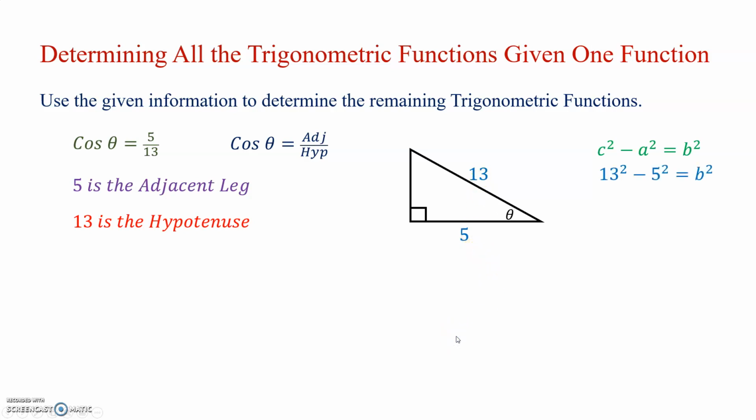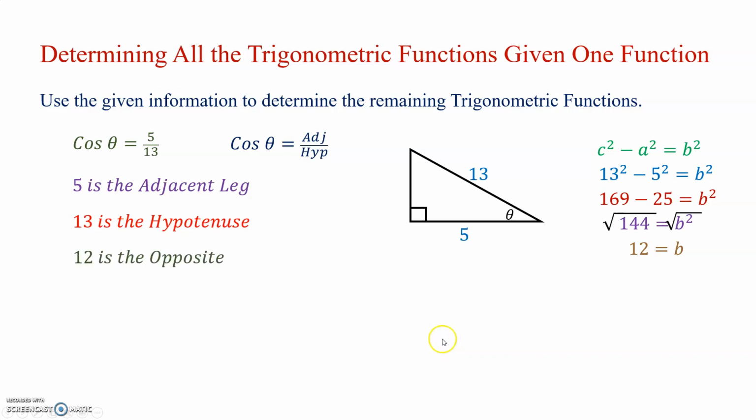So let's substitute. Let's simplify each of these exponents. Let's simplify further by combining like terms, and now we'll solve by taking the square root on both sides. So therefore, we're left with b is 12, which means the opposite side, the side we were missing, is now 12. So there's the 12. Now we have all three values to identify the 6 trigonometric functions.